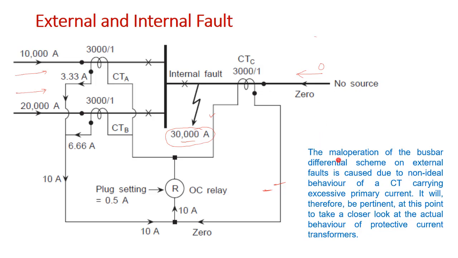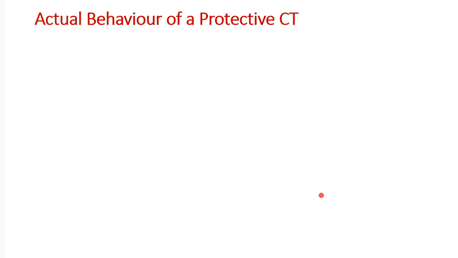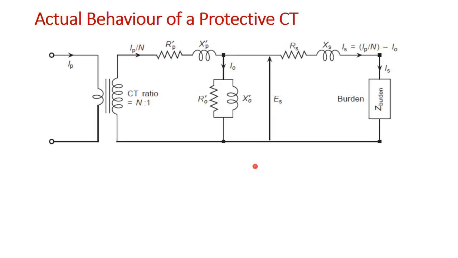So the mal-operation of the busbar differential scheme on external faults is caused due to the non-ideal behavior of a CT carrying excessive primary current. It will therefore be pertinent at this point to take a closer look at the actual behavior of the protective current transformers. So let us see the actual behavior of a protective CT, right?